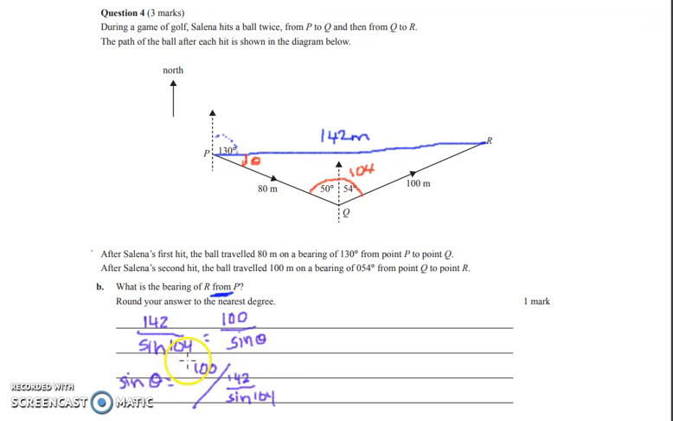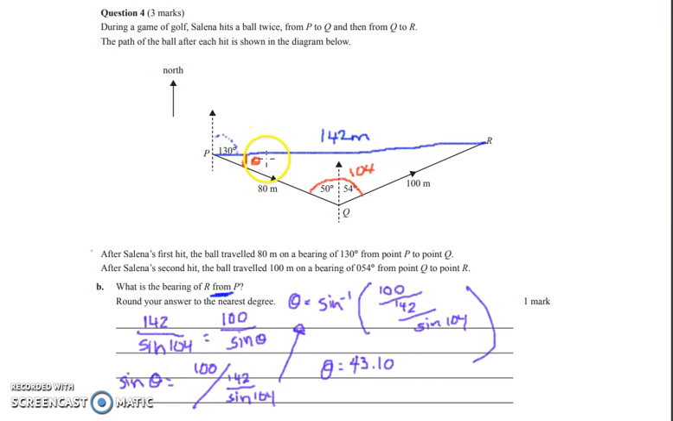And then to get that theta by itself, we need to inverse sine that. So theta equals sine inverse of the fraction 100 over 142 over sine 104, close brackets. So this means our angle for this part here is going to be 43.10. So that theta that we've just worked out there is 43.10.